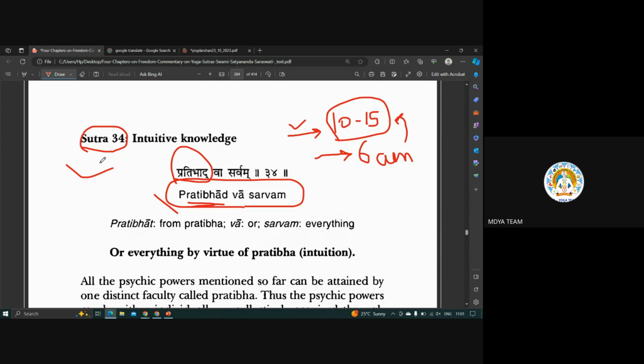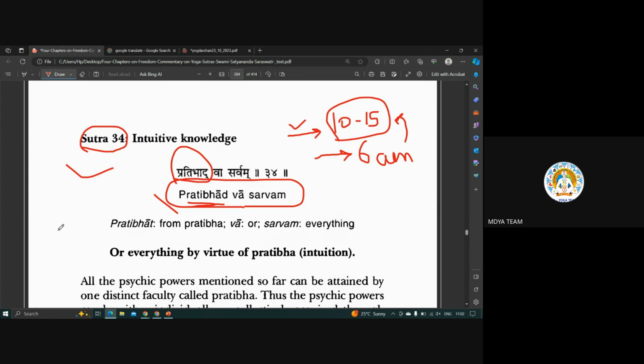Sir, for Viveka Khyati, you've given the example of the sun rising. Probably at 6, if we think that is the time of sunrise, a few minutes before the sunrise we can also see what is happening around. That few minutes before the actual sunrise, you've compared it to Pratibha. So that kind of knowledge also arises just before the Viveka Khyati arises.